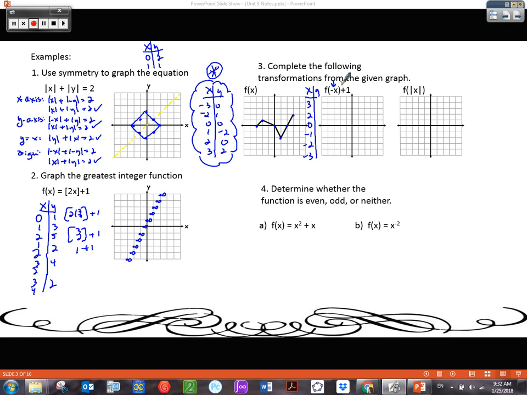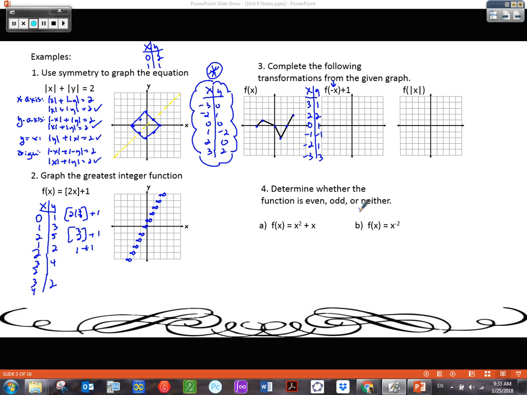Now let's work on the y transformation. The y transformation is a +1. So I'm going to take all the y values and add 1 to them. 0 plus 1 is 1. 1 plus 1 is 2. 0 plus 1 is 1. -2 plus 1 is -1. 0 plus 1 is 1. And 2 plus 1 is 3.